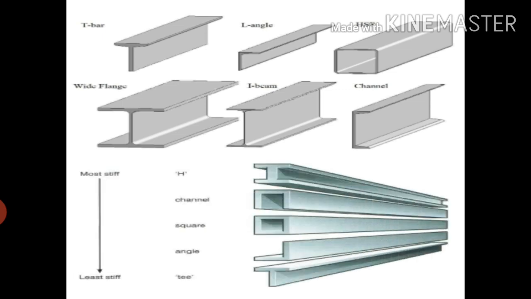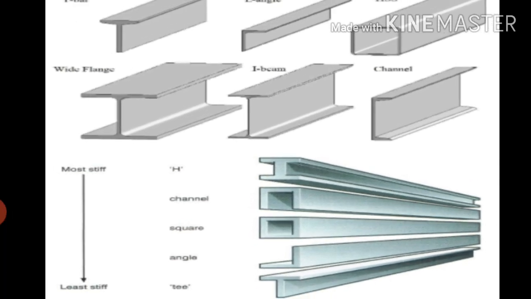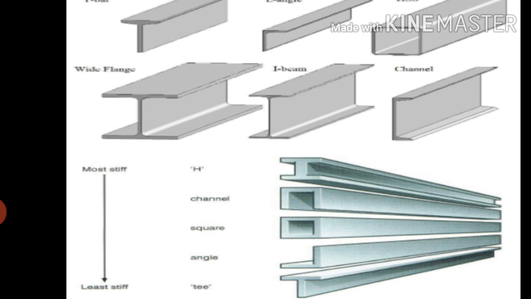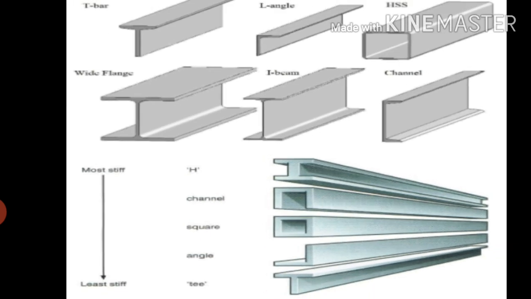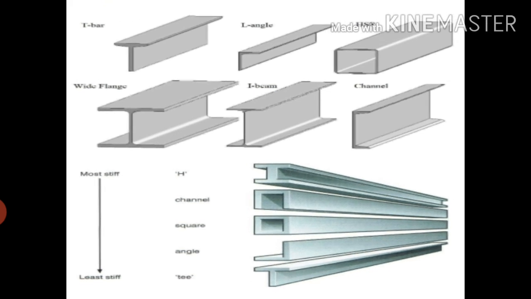This figure shows, from most stiff to least stiff, which section of the steel member provides more stiffness, that is more strength, given in a hierarchy: the H section, then next to H is the channel section, which is stiffer, then the square section, then the angle section, then the T sections. So depending upon the situation and the load to be carried by the element, these sections are used as a beam element.